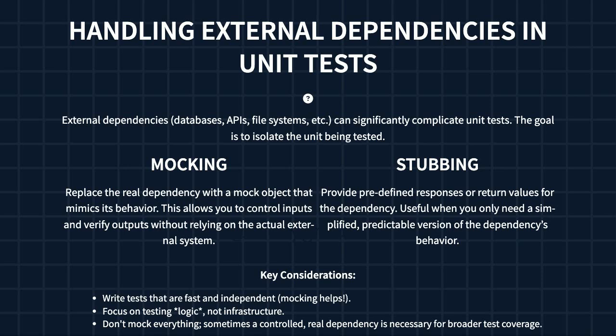Stubbing is similar, but instead of mimicking everything, you just provide some preset values to the dependency. It's about isolating your unit and testing its logic without worrying about external factors. Remember, fast, independent tests are key, and don't mock everything. Sometimes it's okay and even beneficial to use a real dependency for broader coverage.